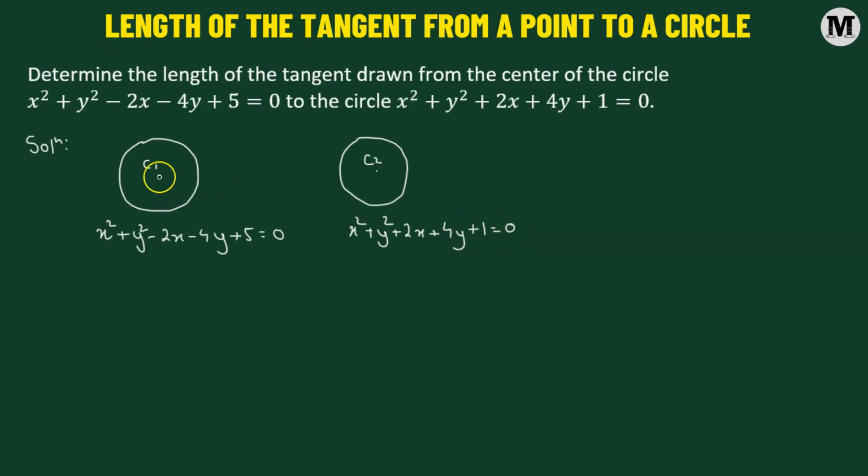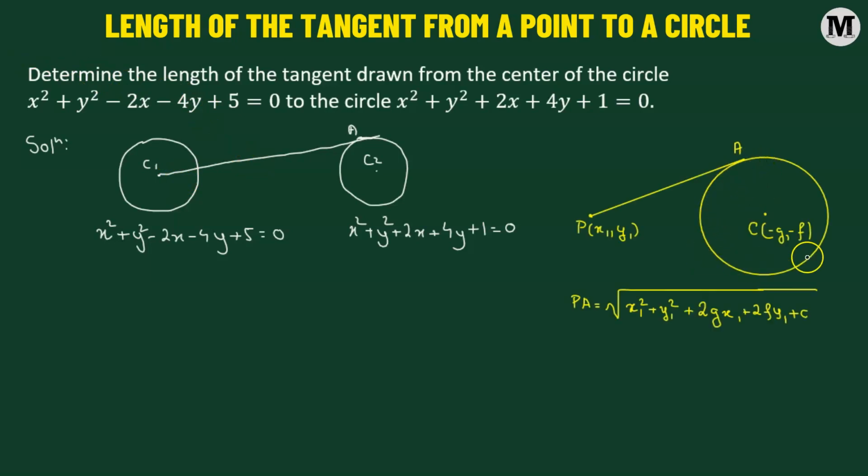Now, from the circle C1, we're going to draw a straight line which is going to be tangent to the circle C2, let's say at point A. So our goal will be to find out the length of this tangent C1A. So now that we have an idea of what we need to find out in this particular problem, let's quickly recap the formula that we'll be using, the formula to find out the length of a tangent.